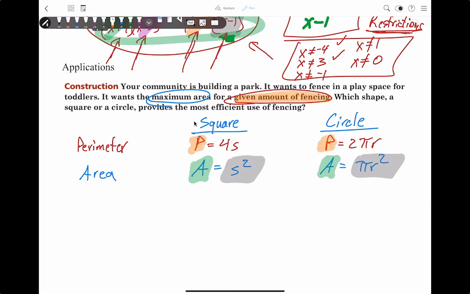I'm going to go ahead and use the perimeter equations to solve for S. Okay, I'm going to get S by itself for this first one. So it would be P over 4 is S. And then I'm going to get R by itself over here, by saying P divided by 2 pi is R. So what I got is S in terms of P and R in terms of P.